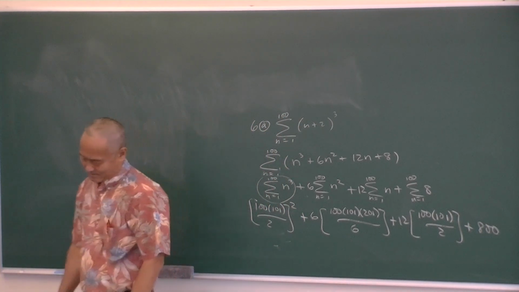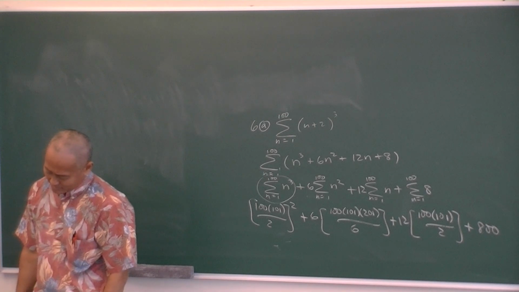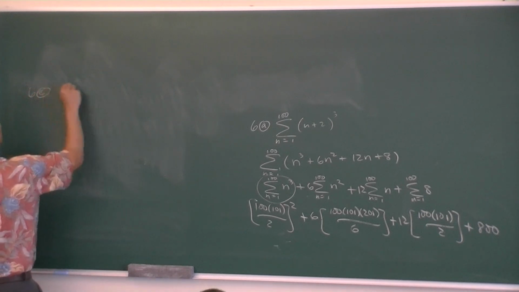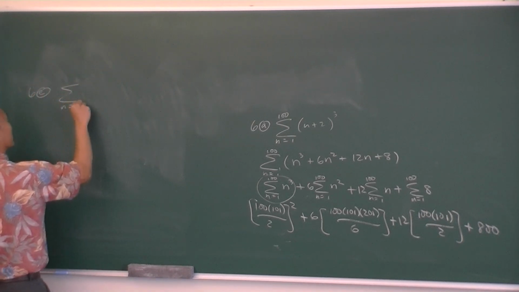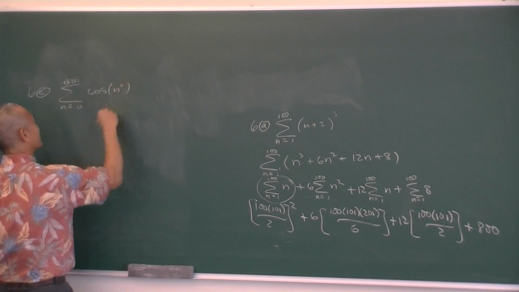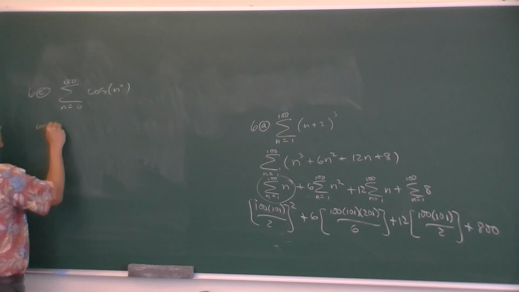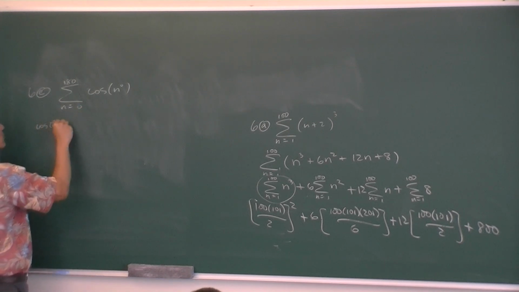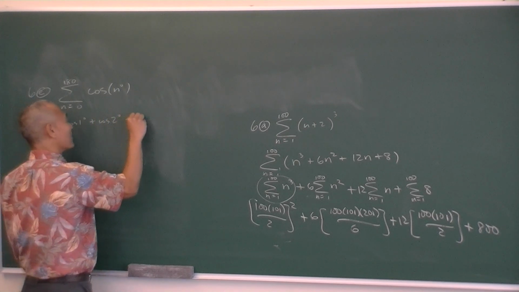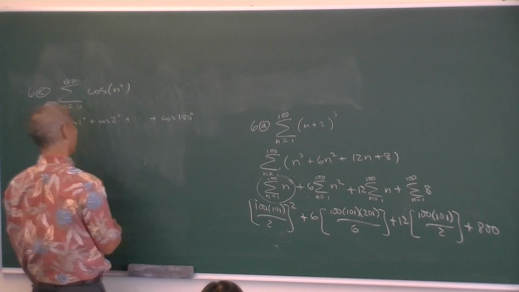6E. What is E? Cosine n degrees. Okay, so we got 6E. Sigma n equals 0 to 180 of cosine of n degrees. Well, start with the first one. Cosine of 0 degrees. Then plug in 1. Cosine 1 degree. Cosine 2 degrees. All the way until you hit cosine 180 degrees.